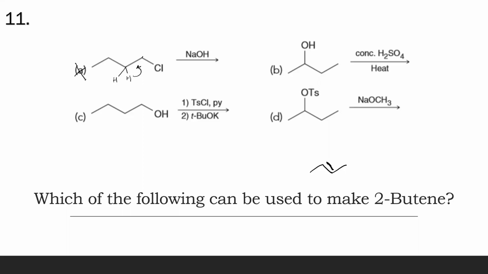Let's look at B. So here we have concentrated sulfuric acid and heat. So this would be an E1 mechanism, right? And so the alcohol is going to get protonated, which is going to form an oxonium ion, which is now a good leaving group. And then you can draw out your beta protons. And again, in this case, you'll get this product. So this will produce your trans butene.